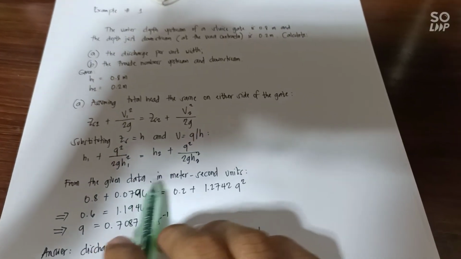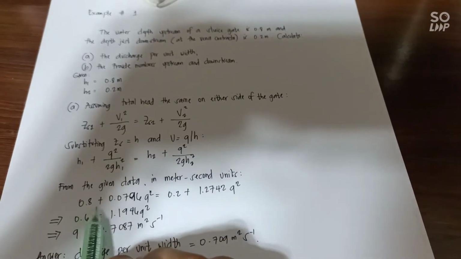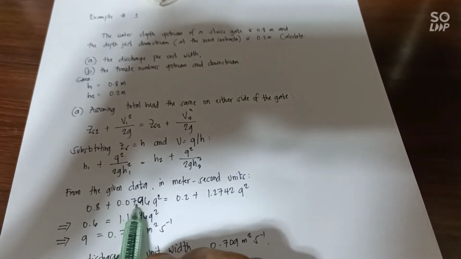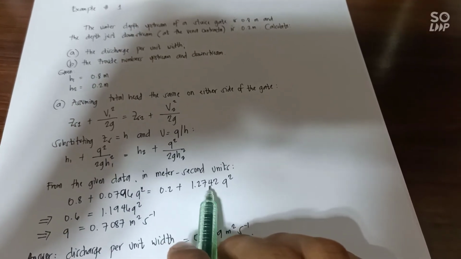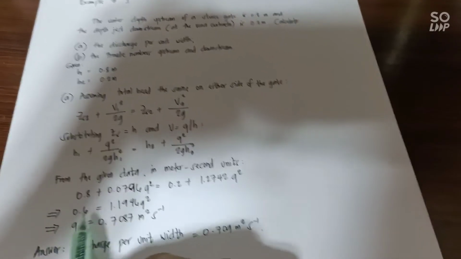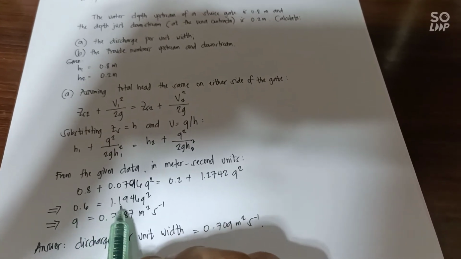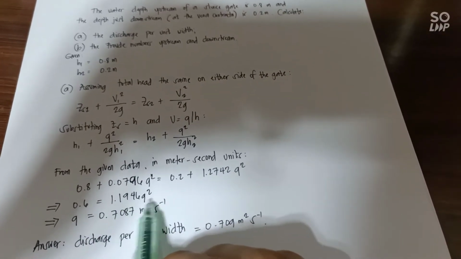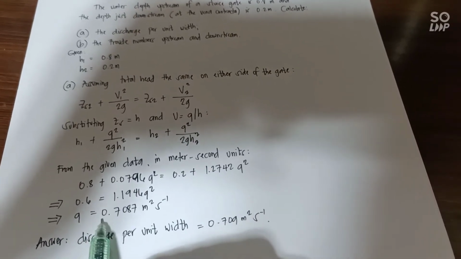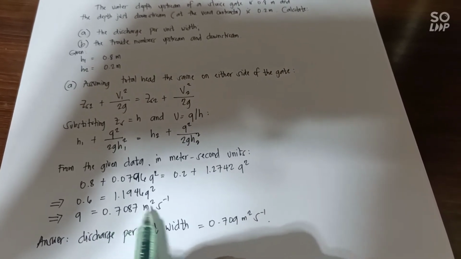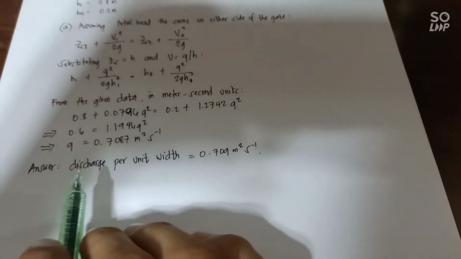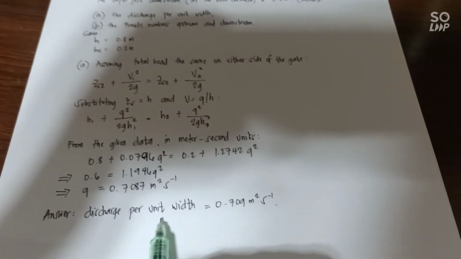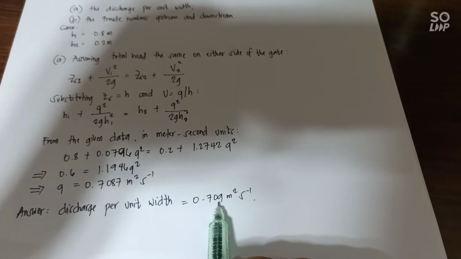From the given data in meter-second units, 0.8 plus 0.0796 Q squared is equal to 0.2 plus 1.2742 Q squared. So 0.6 is equal to 1.1946 Q squared, and Q is equal to 0.7087 meter squared per second. So the answer for letter A, the discharge per unit width, is 0.709 meter squared per second.